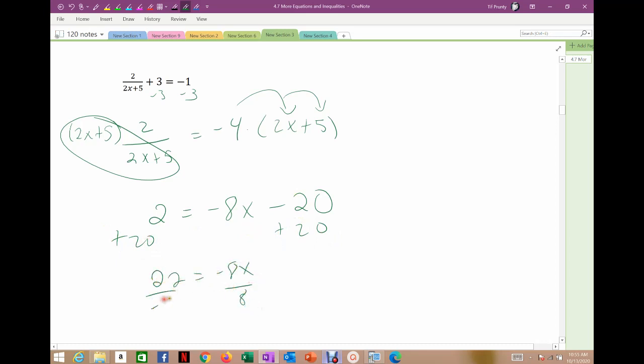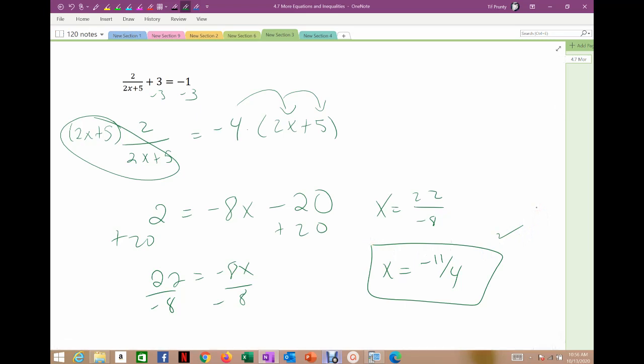Divide by my negative 8. And so x equals 22 over negative 8. Always write it in reduced form. I can reduce that to negative 11 over 4. And it checks. If you plug in negative 11 over 4, there's no problem. I didn't do any of this with any errors.